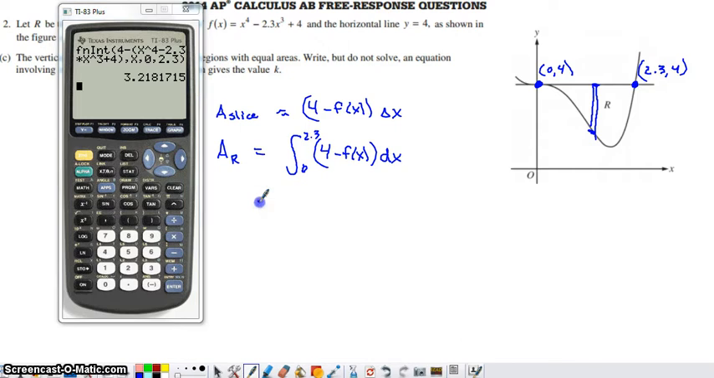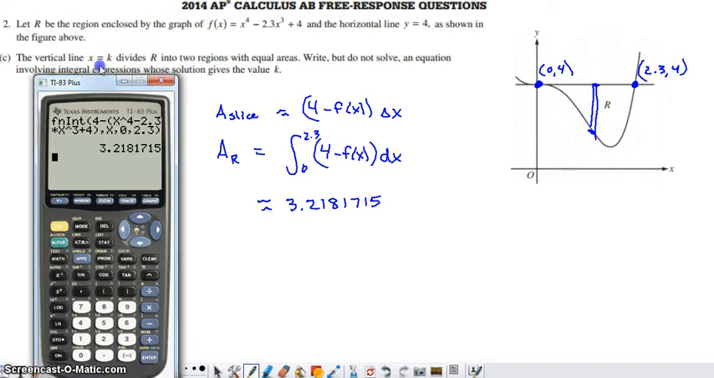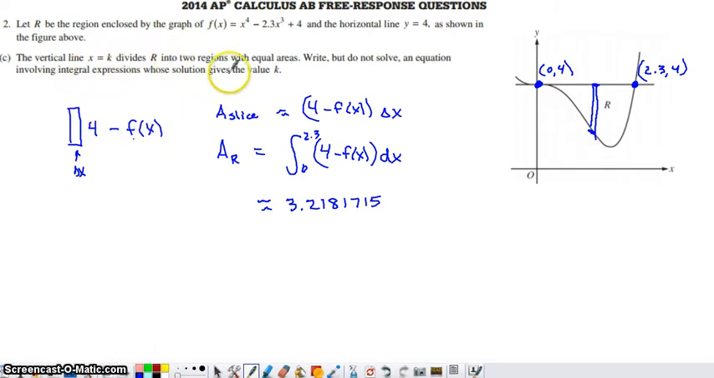So the area of R is approximately 3.2181715. I'm taking all the accuracy that the calculator provides there only because, and I've mentioned this in several other videos, you don't want to round off in the middle and then not have the right answer accurate to 3 digits beyond the decimal because you got lazy and rounded off an intermediate calculation somewhere. So this is an intermediate calculation because what we want to do is figure out how to find the value k that cuts this region into two regions of equal area.